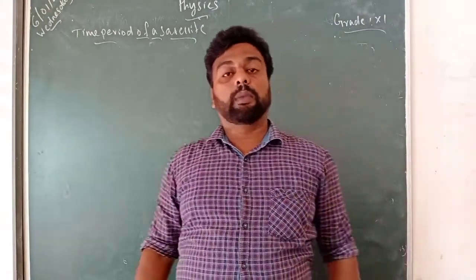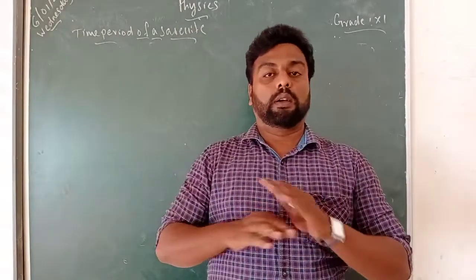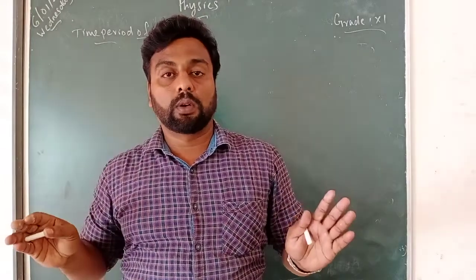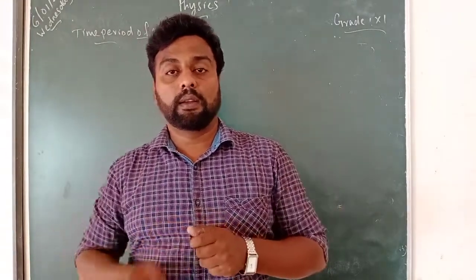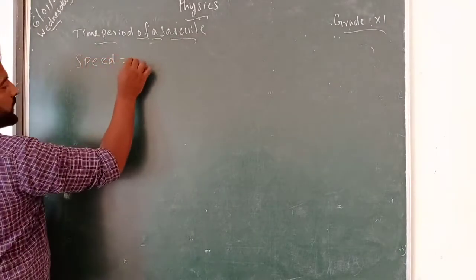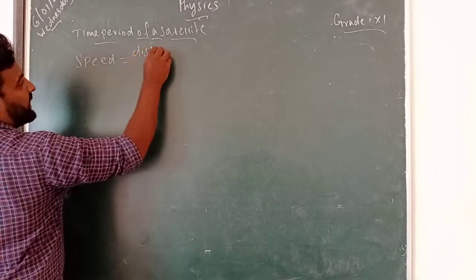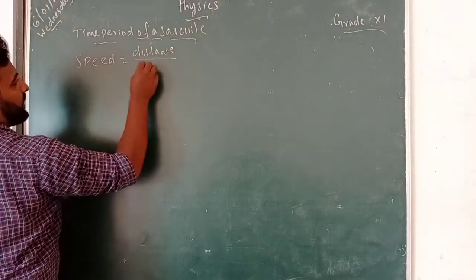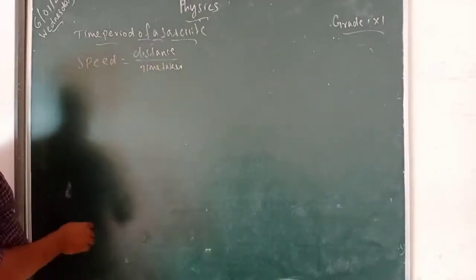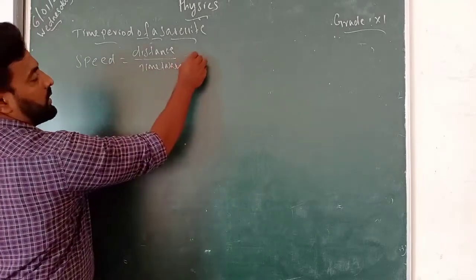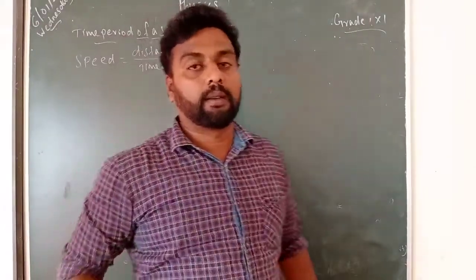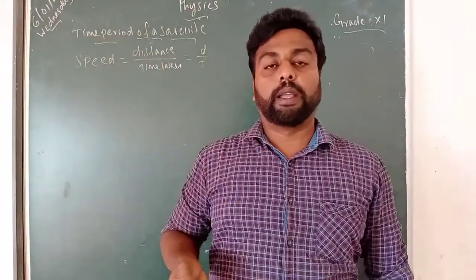To find the time period of the satellite, we can use our general speed formula. We all know that speed is equal to distance traveled divided by time taken. So speed is equal to distance by time, D by T. Capital T means time period, and small t we use for time taken.